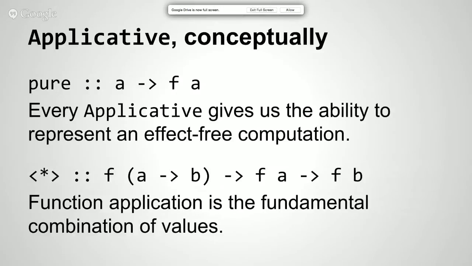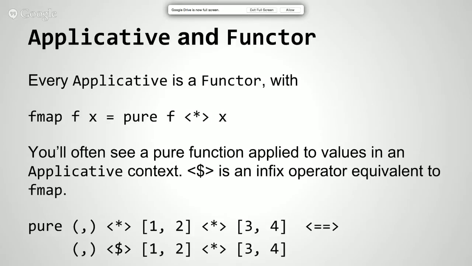So you can think of pure as the effect-free computation, and function application being the fundamental combination of values in lambda calculus as in life. The snowflake is sort of the fundamental operator. So every applicative is a functor. Fmap f x can be defined as pure f snowflake x.